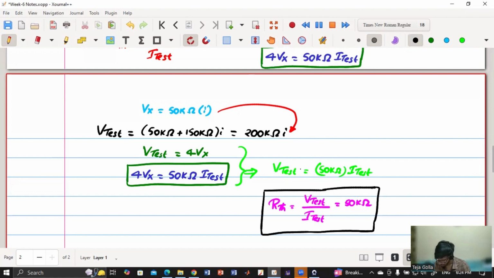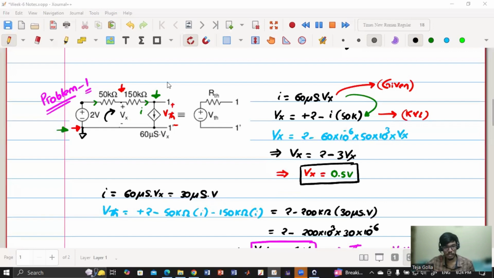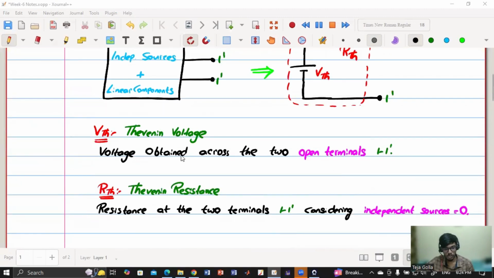Sir, once again, please repeat how to find the R Thevenin procedure. Sure. I'll explain the entire problem again so that whoever has come late will also be able to understand. We have discussed Thevenin's theorem. We first have to find the Thevenin voltage and Thevenin resistance. For finding the Thevenin voltage, it is the voltage across these terminals 1 dash, and they are supposed to be open because that's how it is defined.